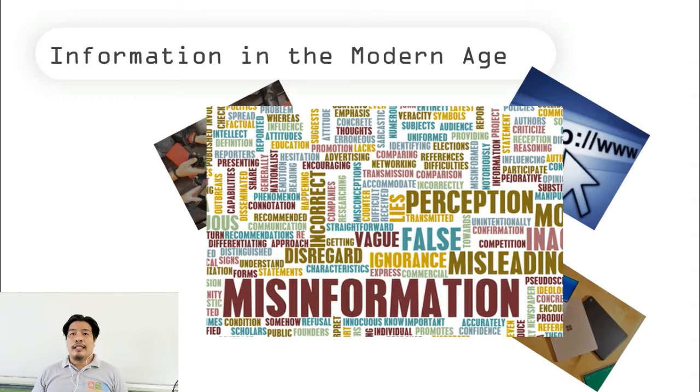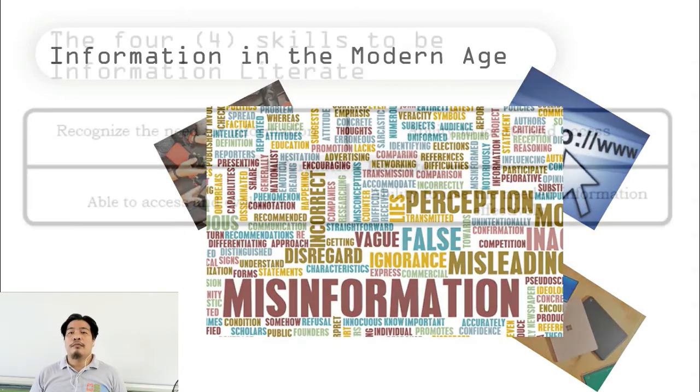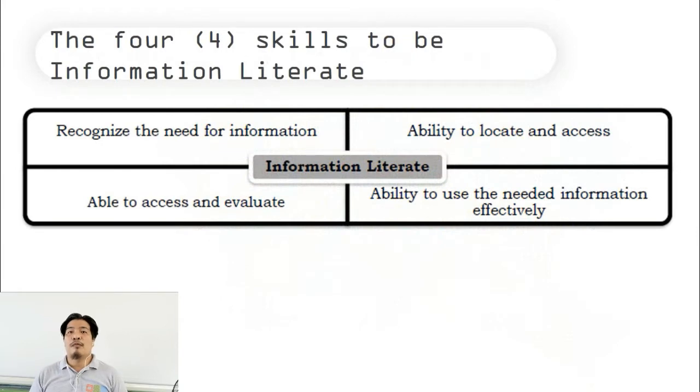Now, there are 4 skills necessary to become an information literate individual. First is to be able to recognize when information is needed. Second is to have the ability to locate and access the said information. Third is being able to evaluate and assess the said information. And lastly, the ability to use the needed information effectively. Now, I have those skills right here. I'll have them flashed on the PowerPoint presentation.